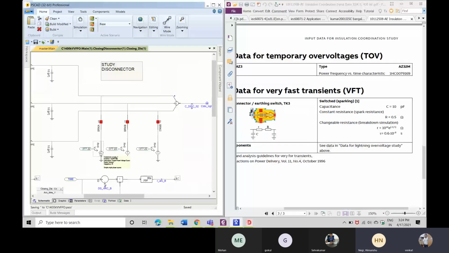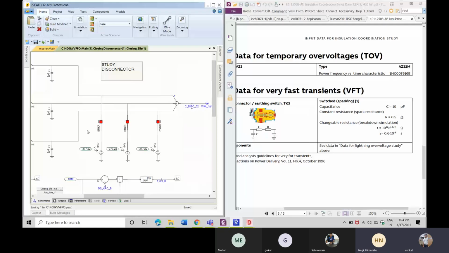Sorry, that's a voltage source. I have created a voltage source and I'm going to insert a voltage here. How have I calculated this voltage? That's 420 divided by root 3. 420 divided by root 3, we will be getting 242. Then we have to take the peak value, right? The peak value will be multiplied by root 2.